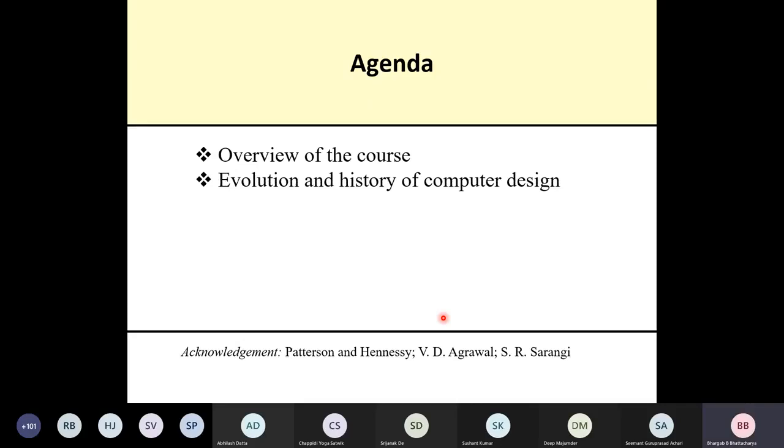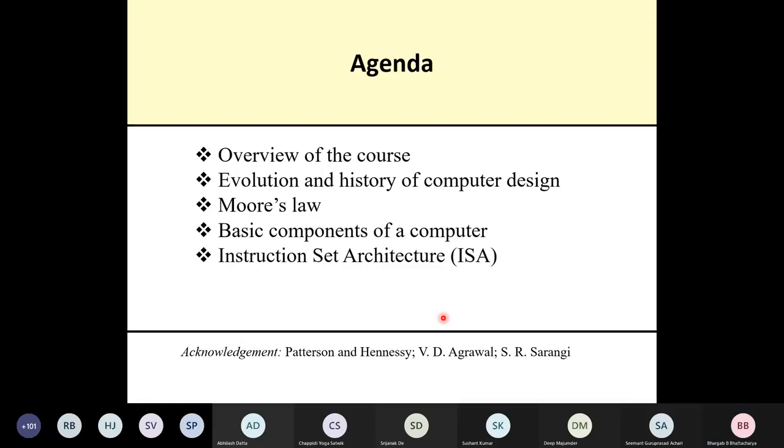And we'll walk through the history of computer design, because every computer science student must know this information regarding the evolution of computer. And we will talk about the famous Moore's law, and then of course the basic components of a computer. We will introduce the most important concept underlying computer architecture, which is known as the instruction set architecture, ISA.